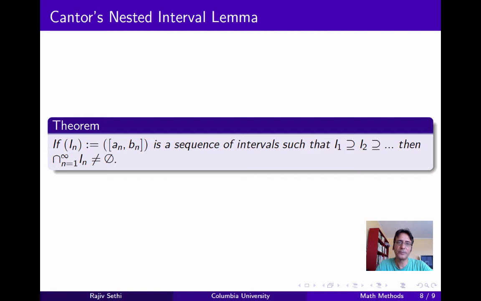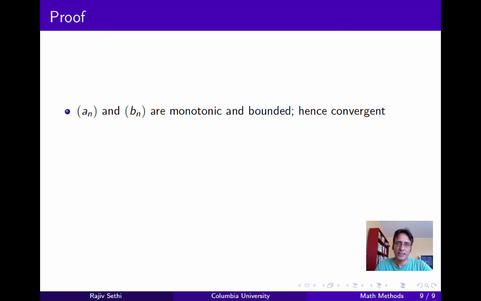We'll finish up this segment by proving Cantor's nested interval lemma. So consider a sequence of intervals [a_n, b_n], with the property that each interval contains its successor, and the claim we want to prove is that the intersection of these intervals is a non-empty set. So here's how we do it. Now the sequences a_n and b_n are just sequences of real numbers, and these are monotonic. a_n is an increasing sequence, b_n is a decreasing sequence, because these intervals are nested. And these are clearly bounded and therefore convergent. This is something that we proved when we discussed the Bolzano-Weierstrass theorem.